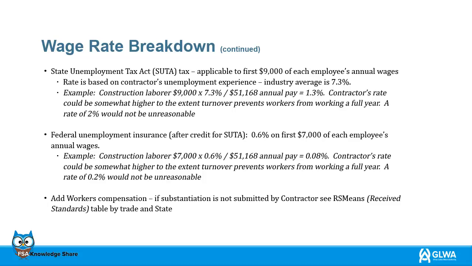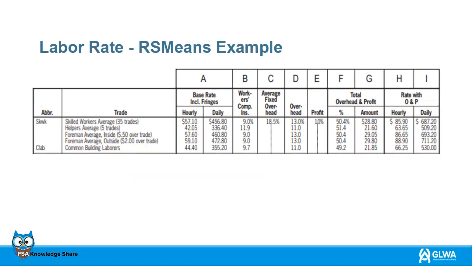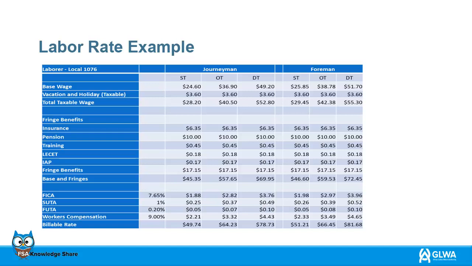Add workers' compensation. If the contractor does not submit proof, use the RS Means table by trade and state. Here is a labor rate example of a collective bargaining agreement from Laborers Local Union 1191. Labor rate. This is an example of RS Means. It shows trade, base rate, overhead and profit categories. Here is a labor rate example in an acceptable format, with wage items with sufficient detail for a detailed analysis.